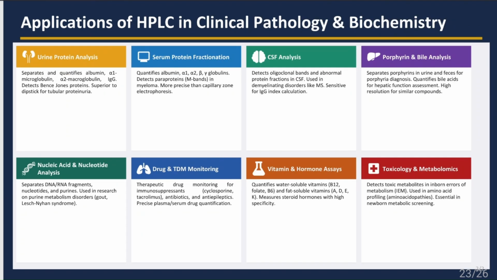Now here are some applications of HPLC in clinical pathology and biochemistry. The first application of HPLC in pathology and biochemistry is urine protein analysis. It helps to quantify albumin, alpha-1 microglobulin, alpha-2 microglobulin, IgG levels, and also detects Bence-Jones proteinuria. It is also helpful in serum protein fractionation studies.